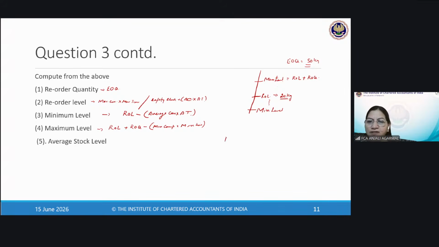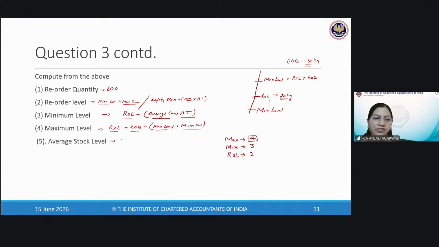You see, if you write the three formulas in alphabetical order in which they will appear in the dictionary, this is what you have, right? Max, min, and reorder level. So in the maximum formula, there are 4 figures that you use: reorder level, reorder quantity, minimum consumption, minimum time. In the minimum level formula, there are 3 figures you use: ROL, reorder level, average consumption, average time. And how do you calculate the reorder level? Only 2 things: maximum consumption and maximum time, right? So this will help you remember what is the formula for 3.